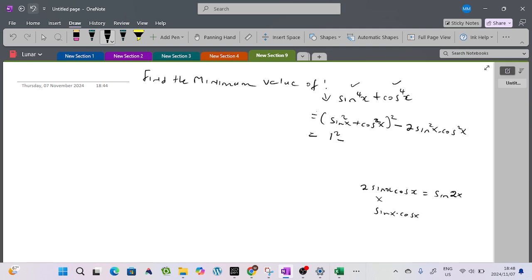So now we have 2 sine x cosine x times sine x times cosine x. This gives you the expression 2 sine squared x times cosine squared x, which is no longer equal to this identity. So sine x cosine x is not equal to sine 2x, but is rather half of sine 2x.